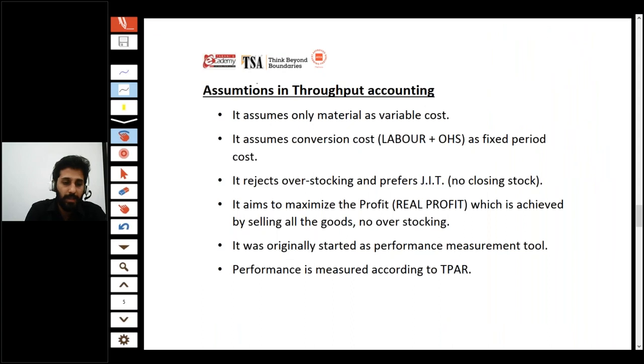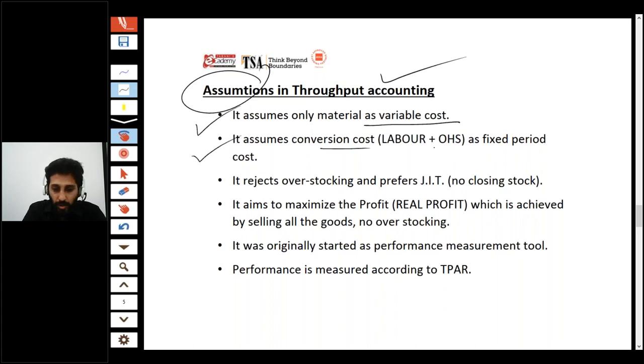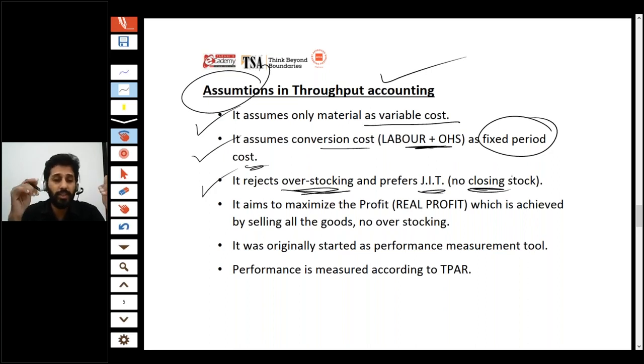That is the assumptions in throughput accounting. It assumes only material as the variable cost. It assumes conversion cost, labor, and overheads as fixed cost. It rejects overstocking and prefers JIT, no closing stock, because throughput accounting aims to maximize the real profit, which is achieved by selling all the goods, no overstocking.